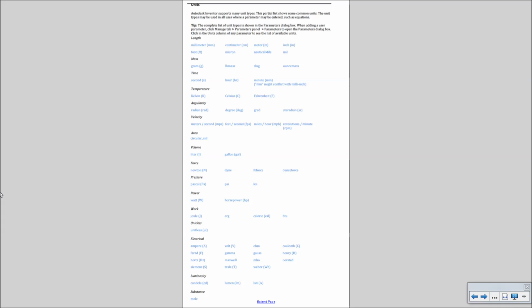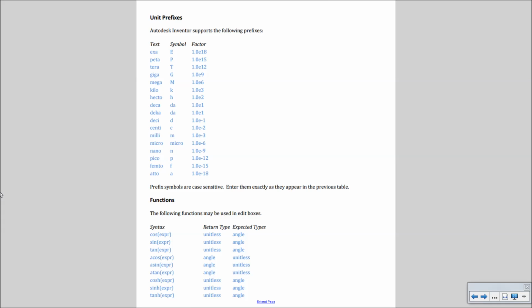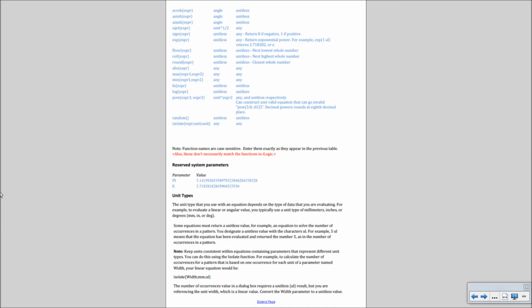Autodesk Inventor supports many types of units. In calculus, it is very important to understand the difference between degrees and radians. Here, you can see that Inventor will accept unit prefixes. Also, the common functions you'll see in calculus class are defined, along with a proper syntax. Also, reserved system parameters such as pi and e are explicitly written in a specific way.